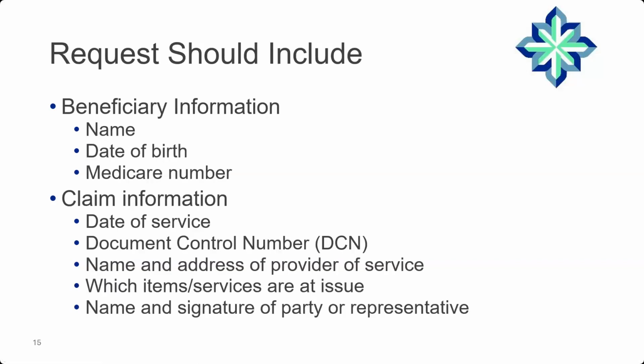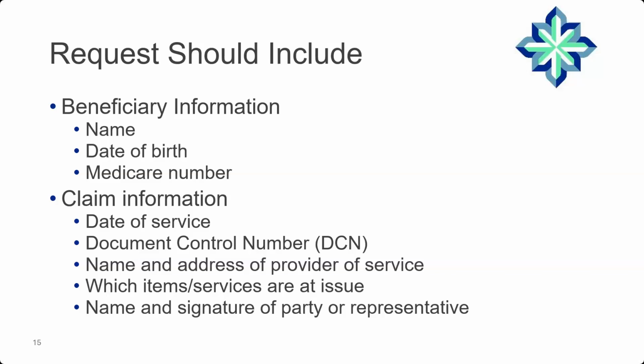Now, this slide lists the items that appeals staff require and that every request should include. First, they'll need details about the beneficiary: their name, date of birth, and Medicare number. They also need details about the claim: the exact dates of service, the claim's document control number, which is known as the DCN, and the name and address of the provider of service. In addition, we highly recommend including the provider's phone number. This way, if there are questions about things, Appeals has your contact information and you can get things worked out quickly.